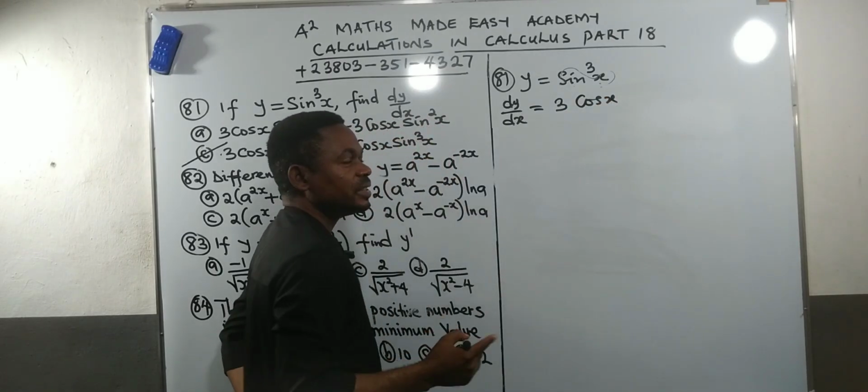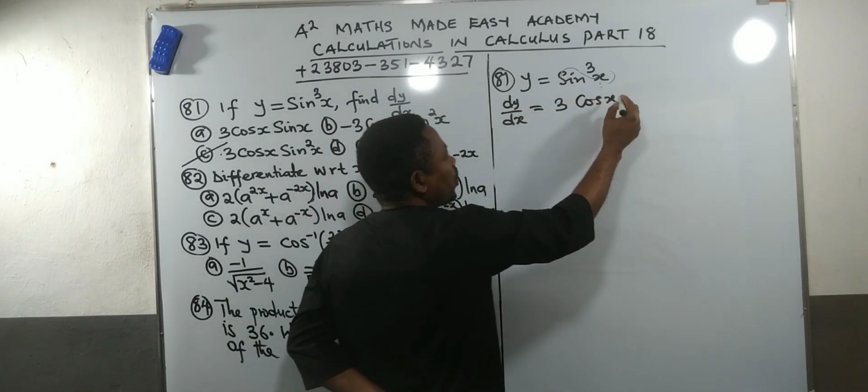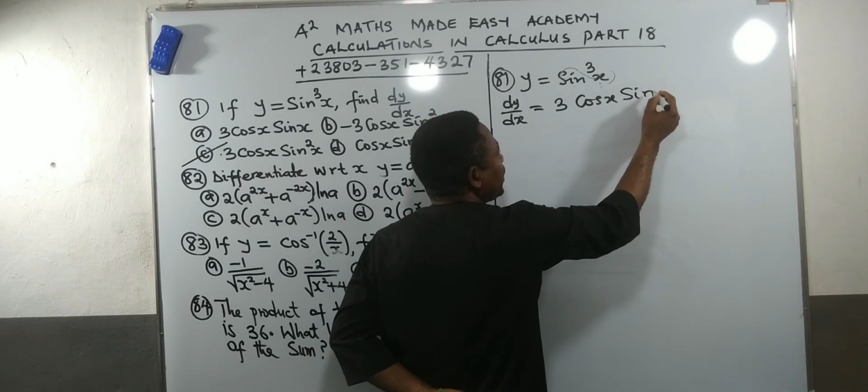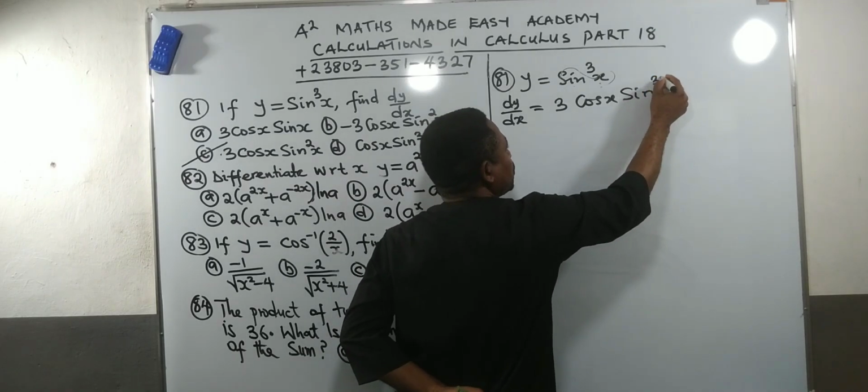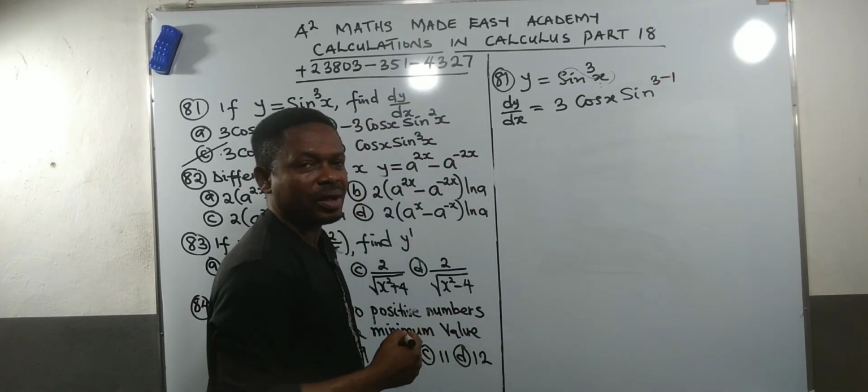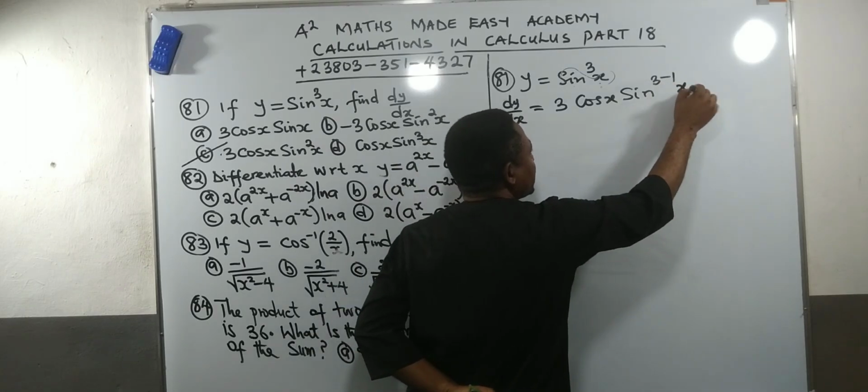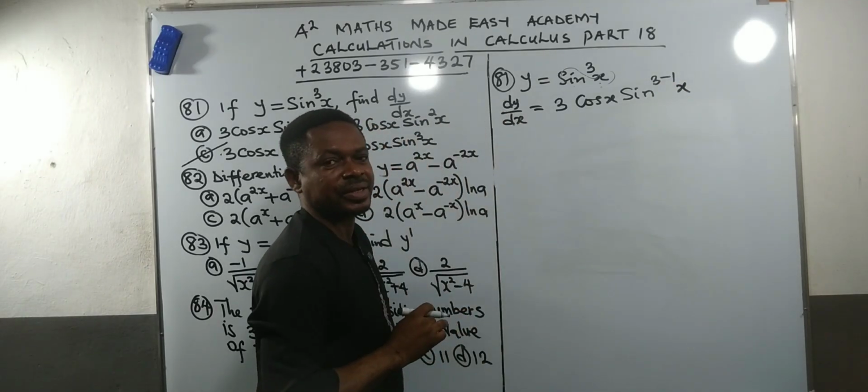x. Then the third stage is to repeat the question. The question is sine raised to the power of what? 3. Introduce minus 1 to the power, then finally of what? x. Can you see? Very simple. The answer is already there.